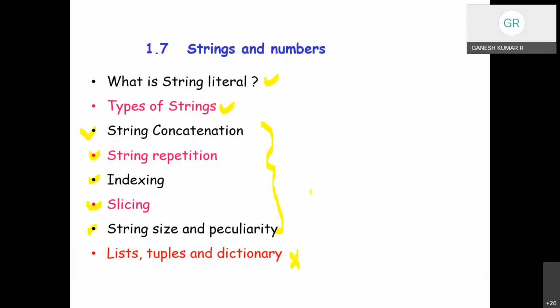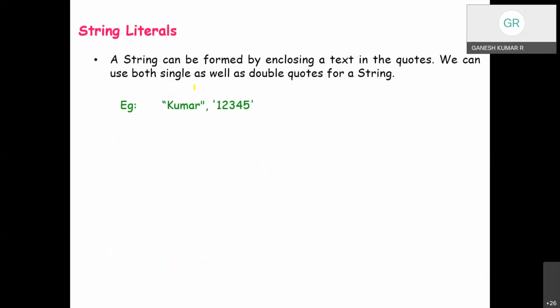Now what is a string literal? A string can be formed by enclosing text in quotes, either single or double quotes. So we can use both single as well as double quotes to represent a string. Both are fine, but it should be uniform. If one is single, its counterpart should not be different; the pair should be of the same kind. So both double as well as single quotes are valid to represent a string.